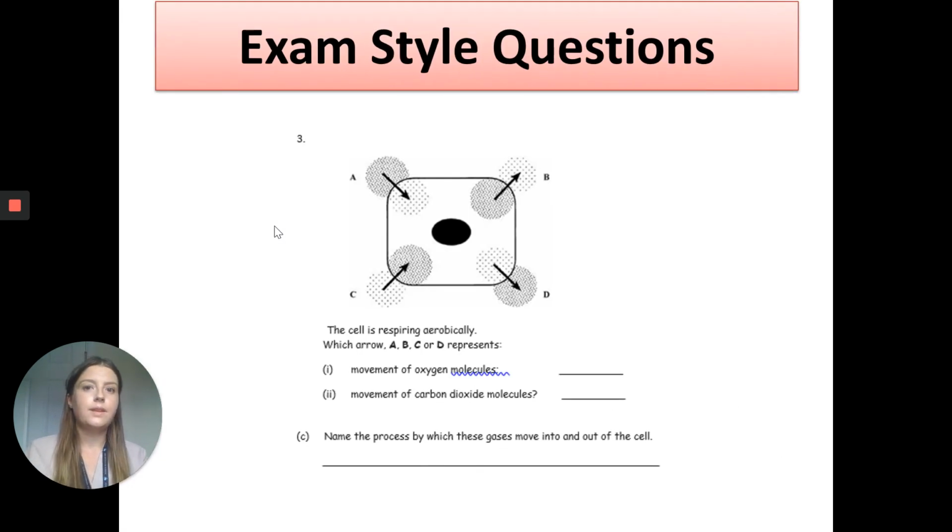Okay, this one's a little bit more difficult because what it's actually asking you is not, can you remember anything about specialised cells? It's asking you, can you remember anything about active transport, diffusion and osmosis? That kind of topic. So the cell is respiring aerobically, so we also need to know what aerobic respiration is. Which arrow, A, B, C or D, represents the movement of oxygen molecules, the movement of carbon dioxide molecules? Name the process by which these gases move into and out of the cell. I'll just give you 3 minutes for that one.